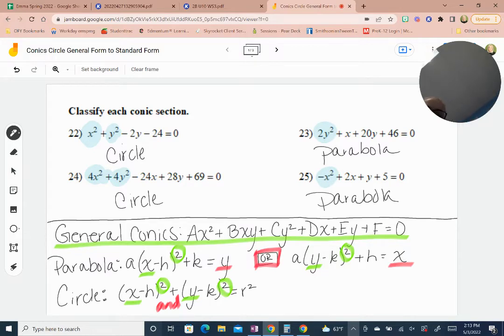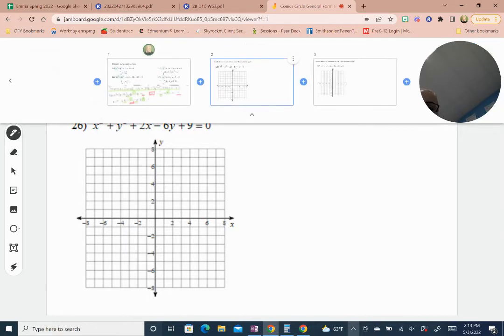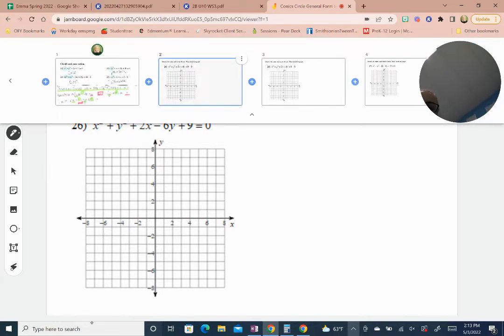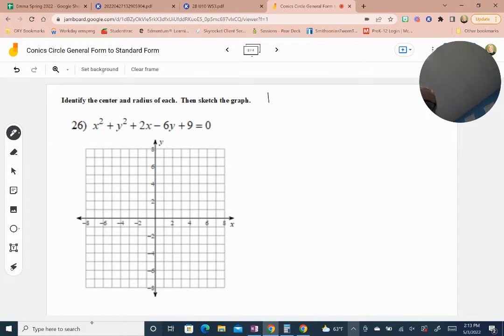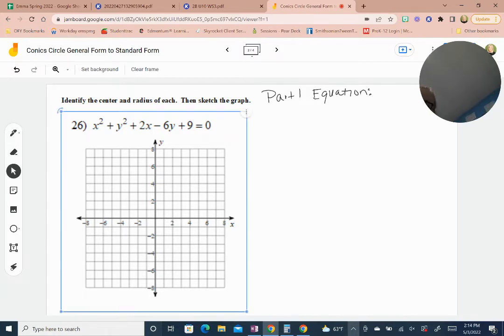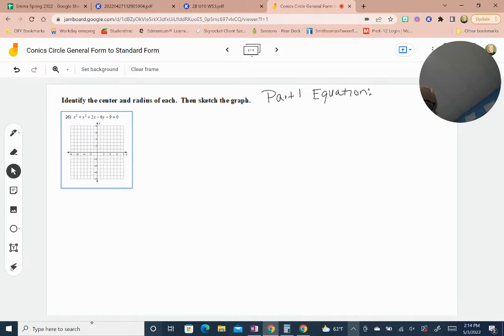Remember, these are supposed to be grade boosters, something quick to identify, but also that later on when you're identifying hyperbolas, ellipses, and you continue on to higher levels of math, you'll be used to this general form. All right, so I'm going to duplicate this page because I want to do part one, part two. Part one is going to be equation, and part two is going to be graph. So I'm going to make this a little bit smaller because we're going to be focusing on the equation.